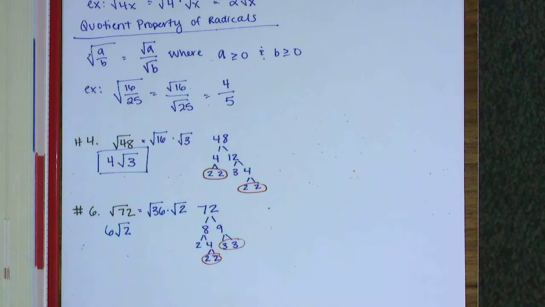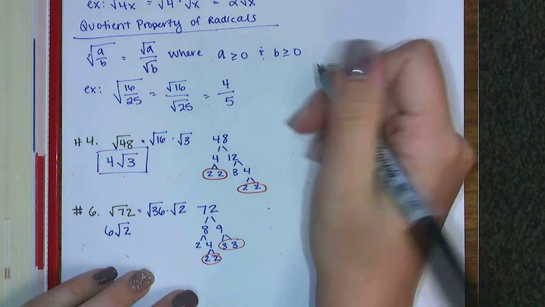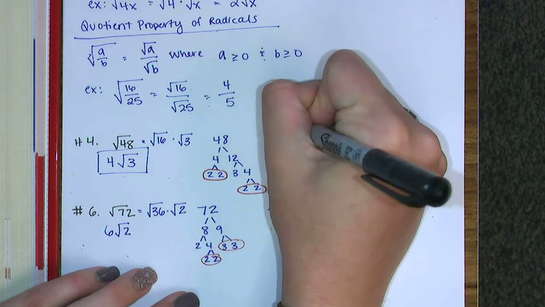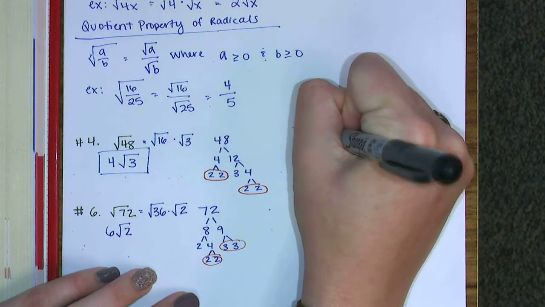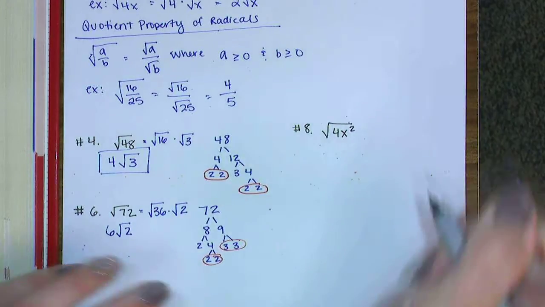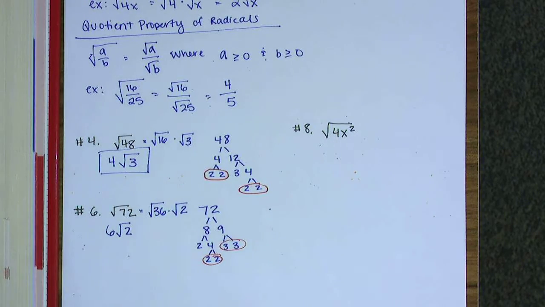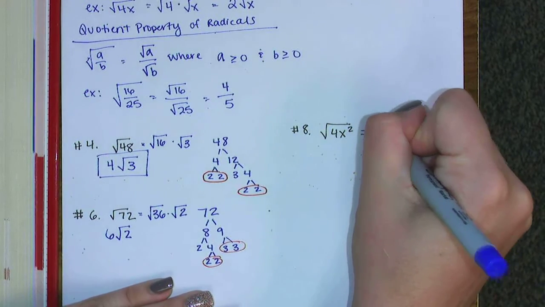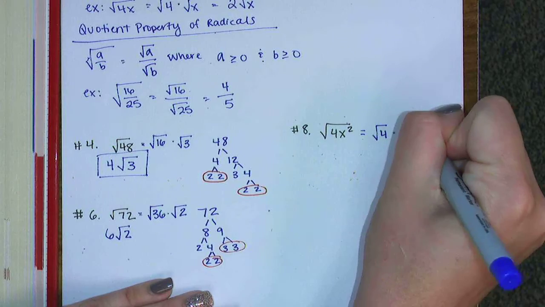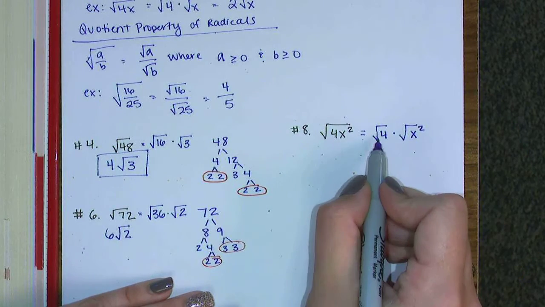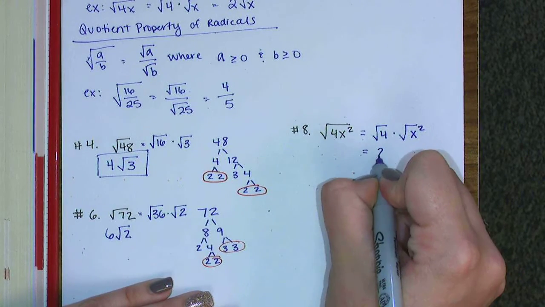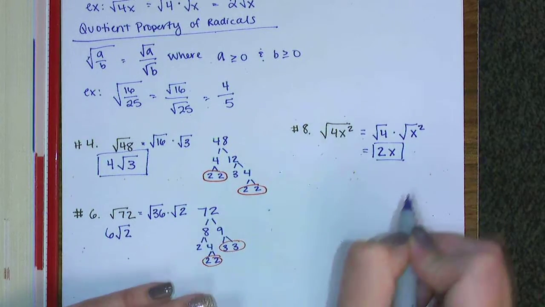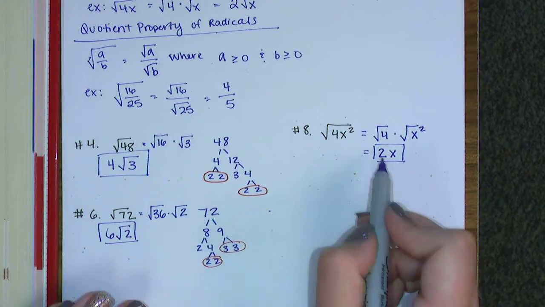Alright, let's get a little harder. This one, well, I say a little harder. It might be easier because you can just break this one up. Number 8, square root of 4x squared. Well, with this one, I can break it up pretty easily into its two parts. So this one would be the square root of 4 times the square root of x squared. Well, the square root of 4, pretty sure you all know, is 2. Square root of x squared is just x, and that would be the answer there for that one. Okay, it would be 2x.